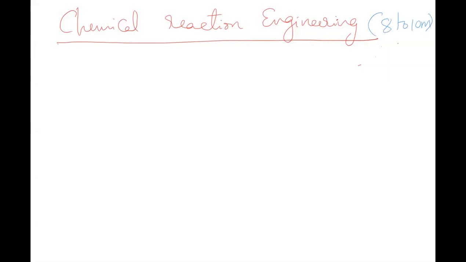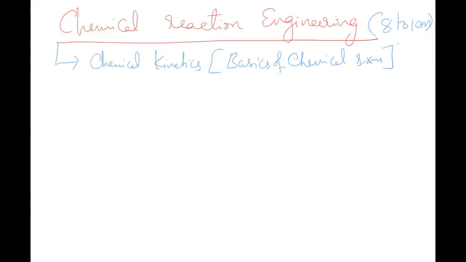So the 5 topics are, first, chemical kinetics, or let's say what we call it as basics of chemical reactions. Basics of chemical reactions. So this is the first topic. So we'll try to split this entire CRE into, let's say, 5 topics. Then the next topic is the ideal reactors.